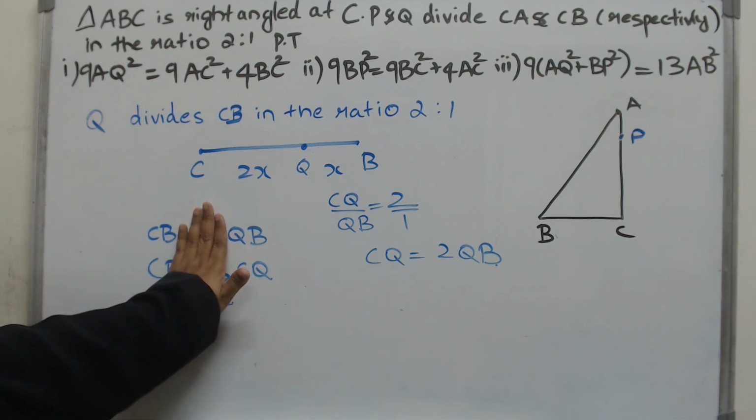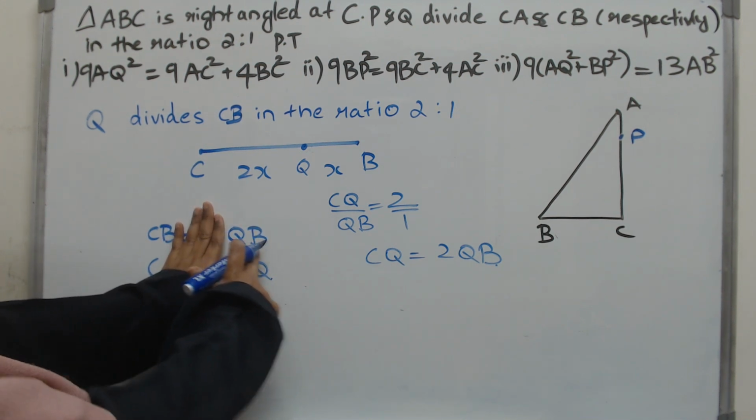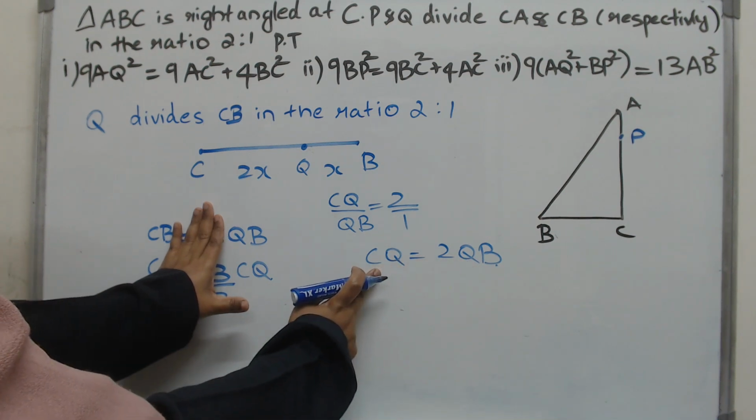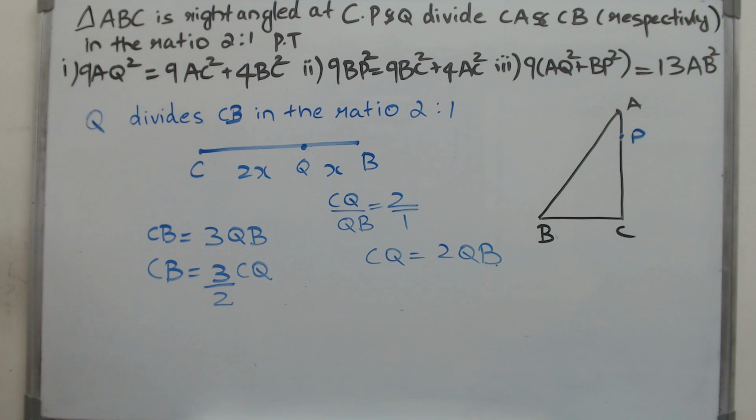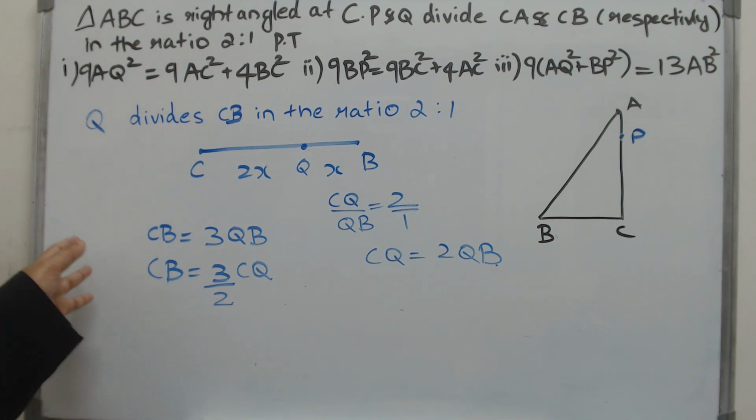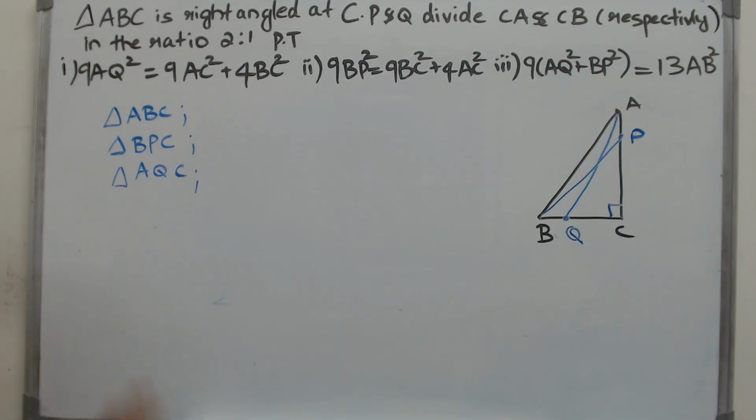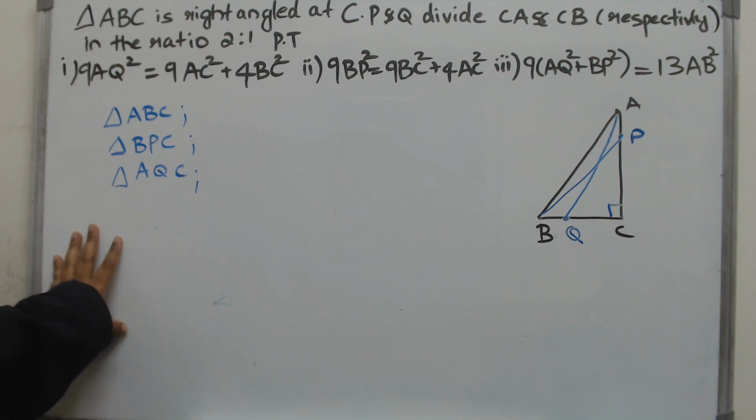And if you want to express CB in terms of CQ, how will you do that? Just take this QB. QB here is CQ by 2. Just put a by 2 here and change it to CQ. Then this is how your relations look. And now with all of our groundwork done, we will start answering the question.